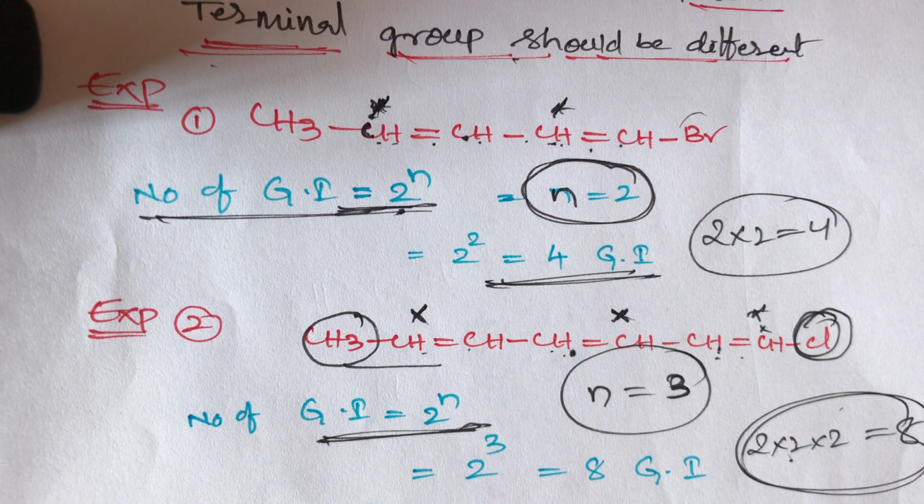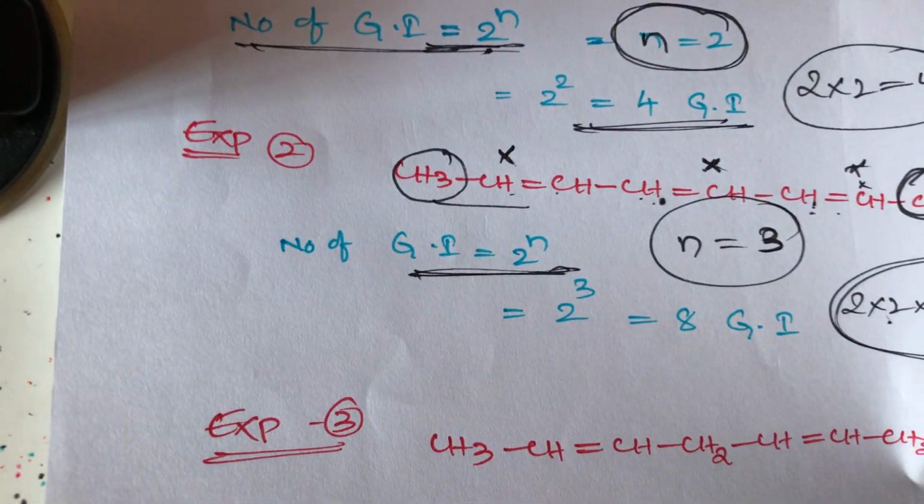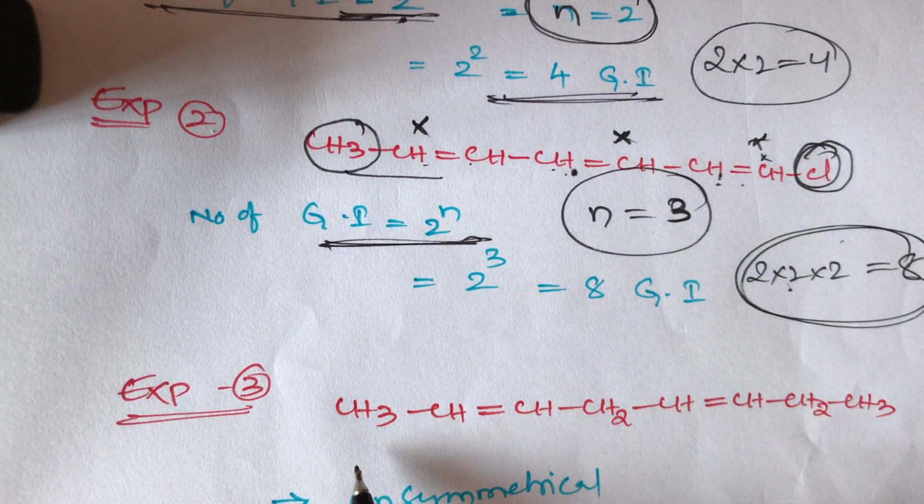This is important for unsymmetrical alkenes, unsymmetrical polyenes, to find out the geometrical isomers. So it is a very simple trick. And another example, now take another example.